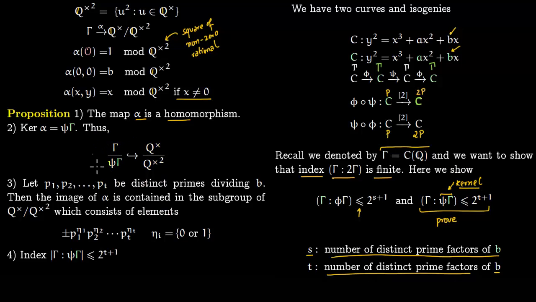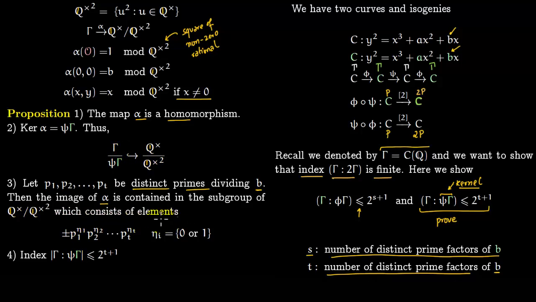So this is how it will inject in. And then we will show that the size of this group is what will determine the bound. So let P1, P2, P3 all the way to Pt be distinct prime factors which divide B. That is this B here, or you can say this B right here. Then the image of this homomorphism alpha is contained in the subgroup here. This is nothing but repeating this statement right here.